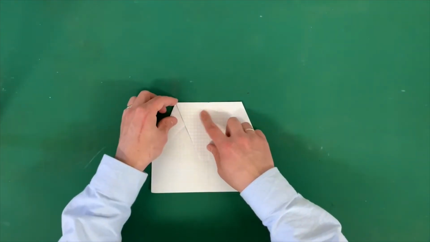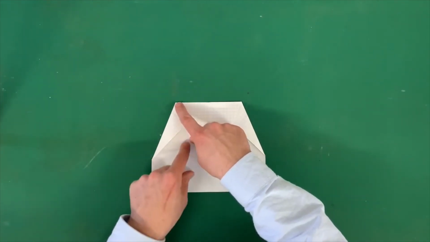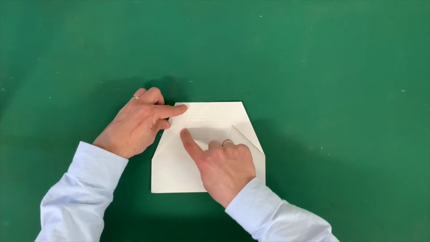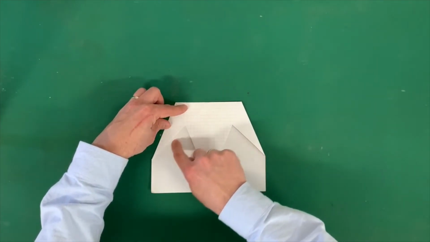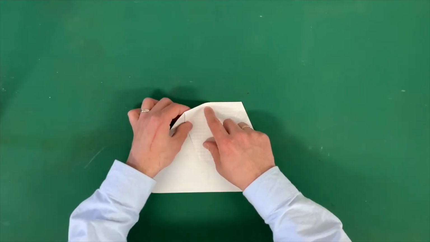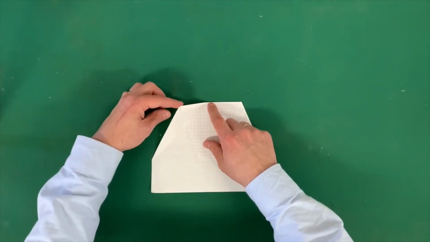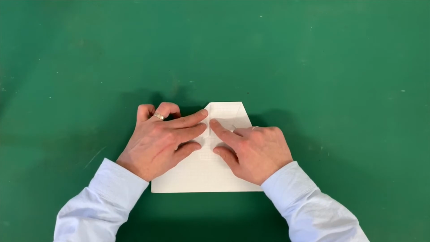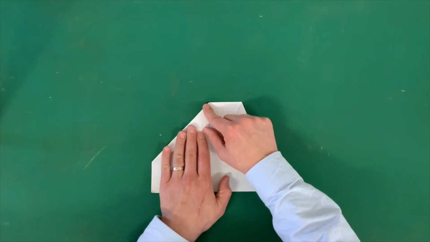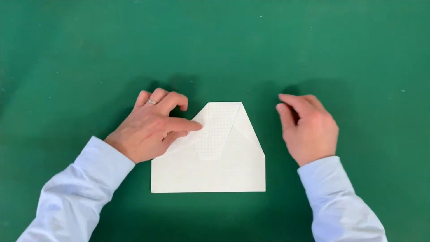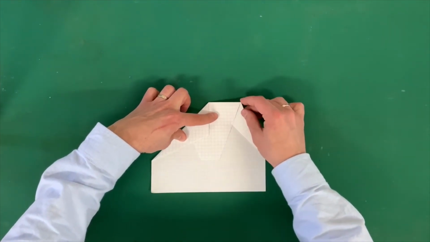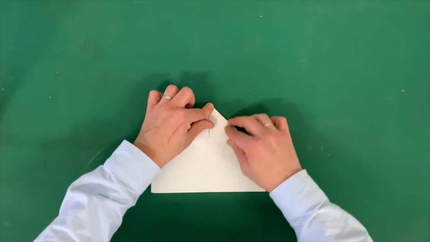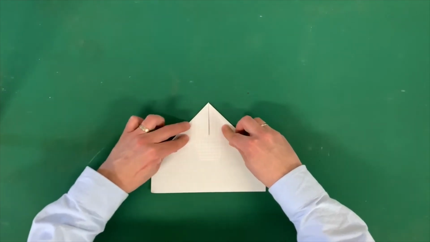Now I'm ready to bring these corners in. I'm going to bring this corner and this edge down into that center line, and I'm going to fold it right over this line that starts here and goes all the way down. So I'm going to fold it over that line and bring this edge and this point into that center line. Once I have it there, I'm going to press that fold flat and do the same thing on the other side. Bring this point and this edge into the center line. Just like that. Press that fold flat.